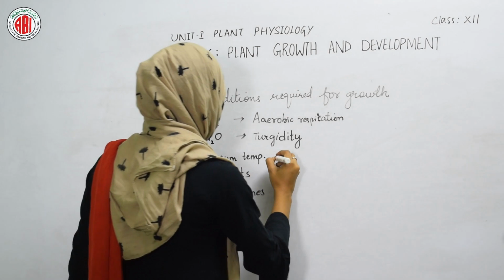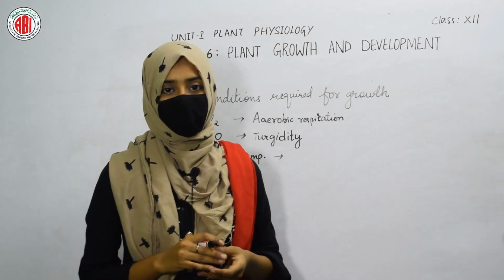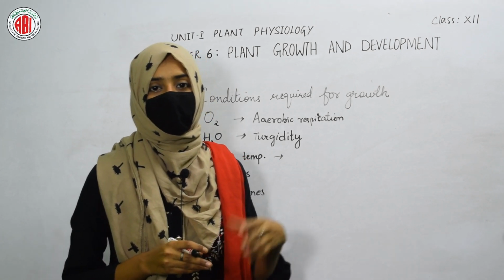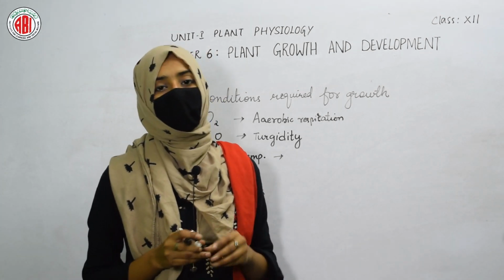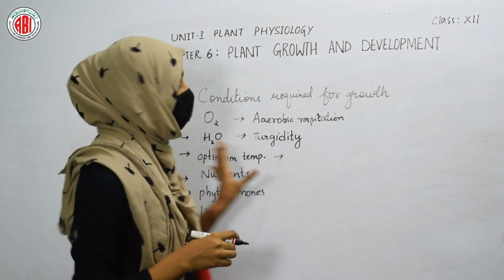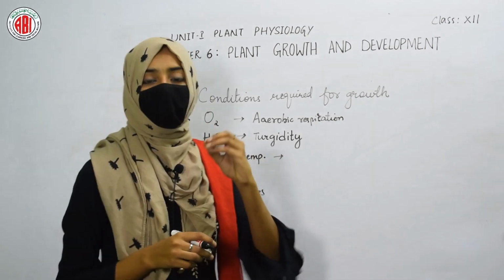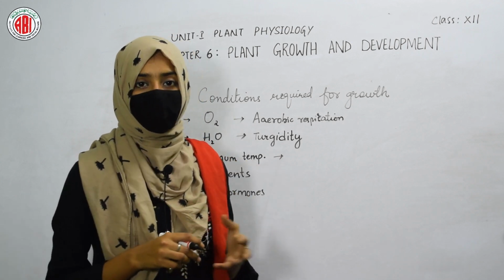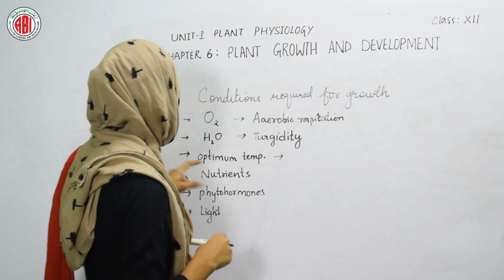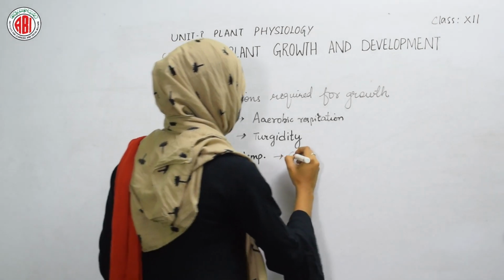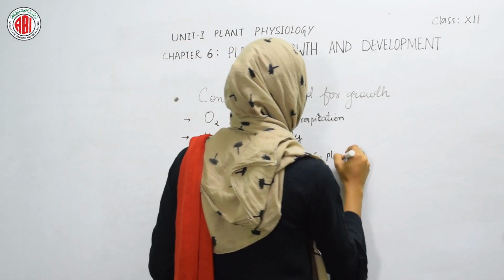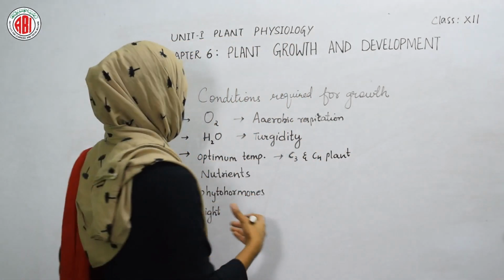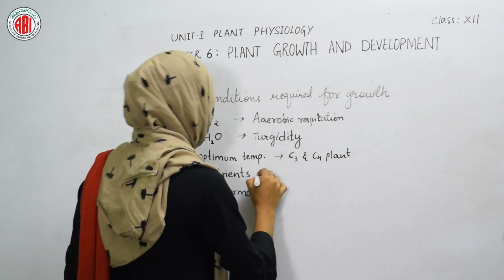The next one is optimum temperature. In the chapter on photosynthesis, we discussed that C3 plants require a different temperature when compared to C4 plants. So optimum temperature should be provided to the different plants so that they can show growth, or grow easily. In this way, optimum temperature also plays a very important role. Here we can take the example of C3 and C4 plants. Both require different temperatures, and both can show growth at different temperatures.